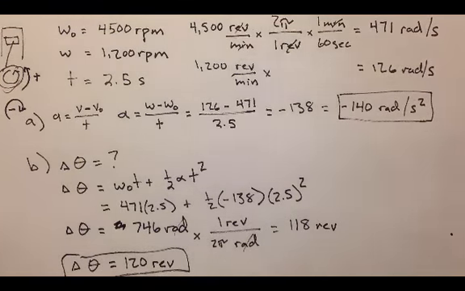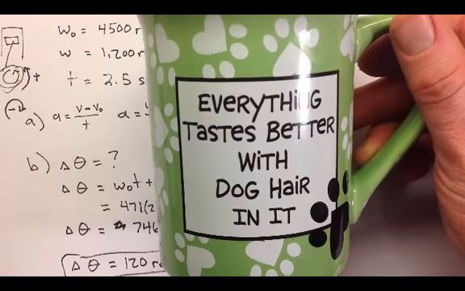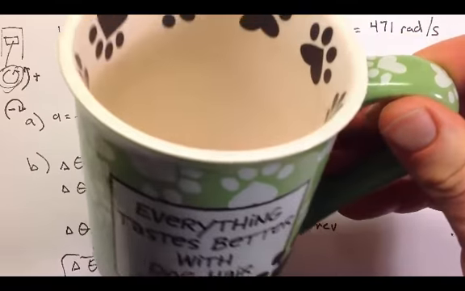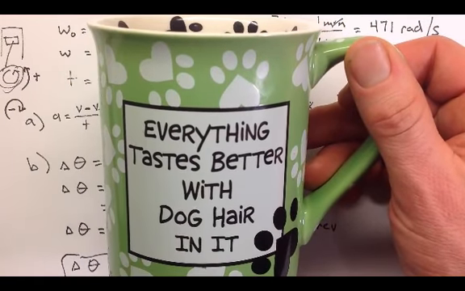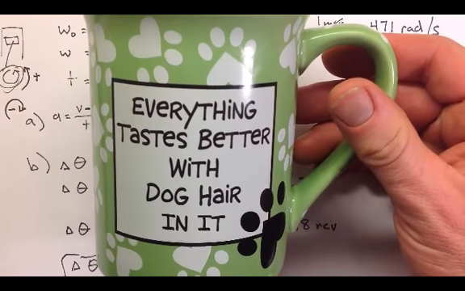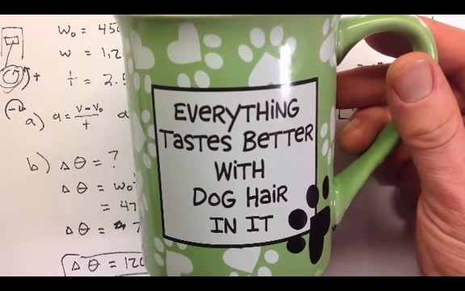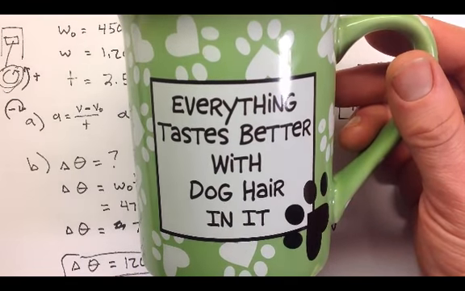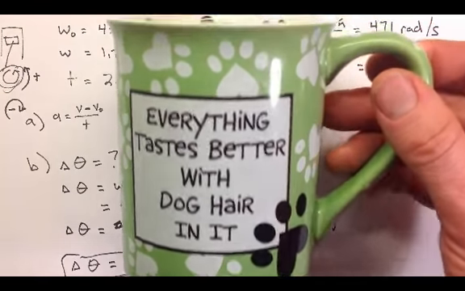And for our joke today, I want to show you what I got for Christmas this year. I got a nice coffee mug here that I can drink coffee and green tea out of. And it says, "Everything tastes better with dog hair in it." And this was wrapped under the tree. And it said from Raven. But I have a feeling like Mom Kirsten might have had something to do with it too.